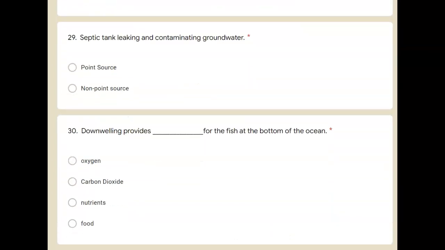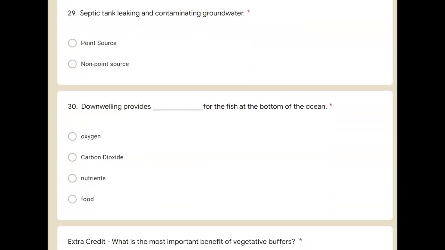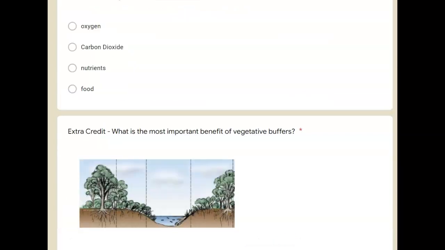Number 29. A septic tank leaking and contaminating groundwater. Point source or non-point source pollution. Number 30. Downwelling provides blank for the fish at the bottom of the ocean. Oxygen, carbon dioxide, nutrients, or food.